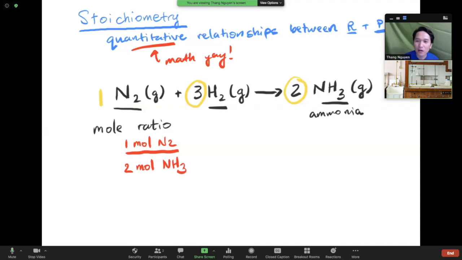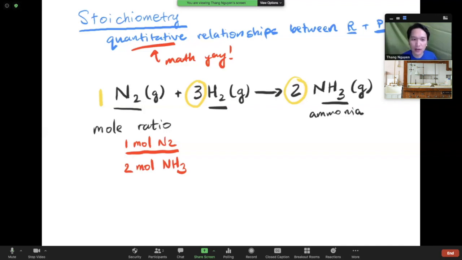So 1 mole of N2 over 2 moles of NH3. Again, any conversion factors can be inverted. You can write the inverse of this, and it will give you a second conversion factor depending on your unit analysis, your dimensional analysis. So you can also write 2 moles NH3 over 1 mole of N2. Okay, so that's one pair of relationship.